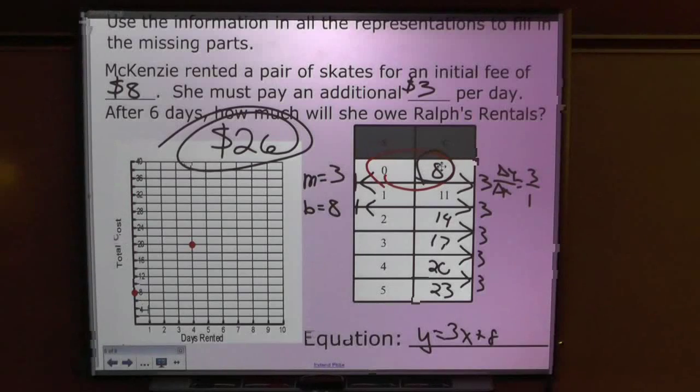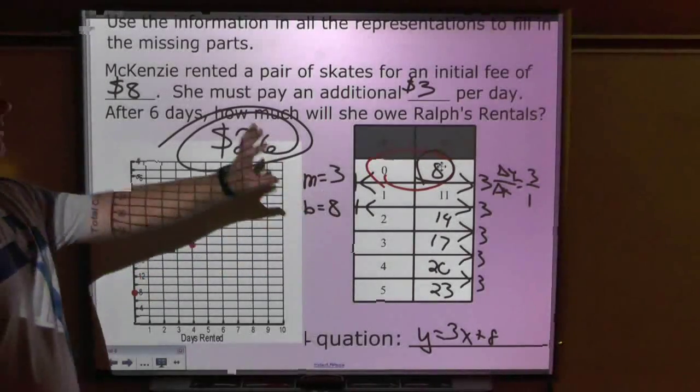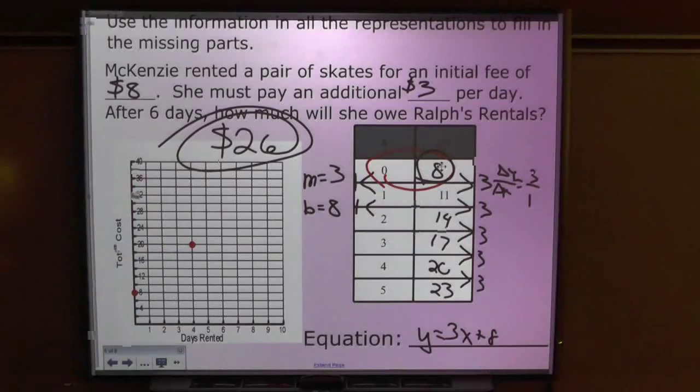Hopefully that gives you some multiple representations of what linear functions look like, and how to write the equations from those things, whether given a table, a set of ordered pairs, or a graph. This is all the type of things we're looking at.